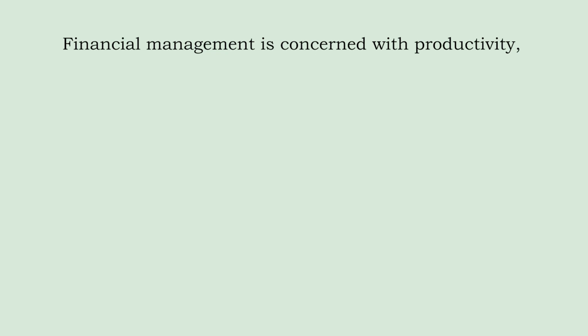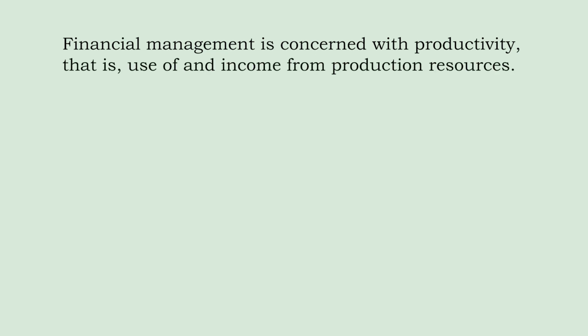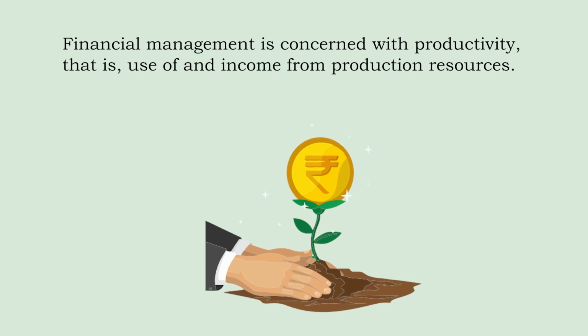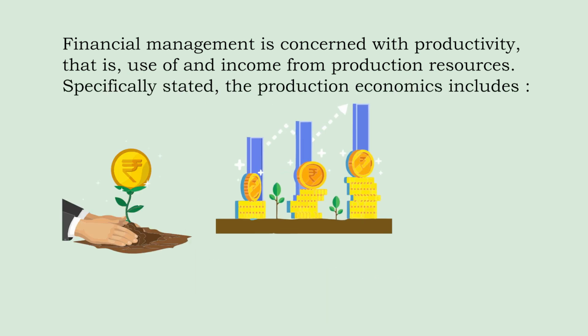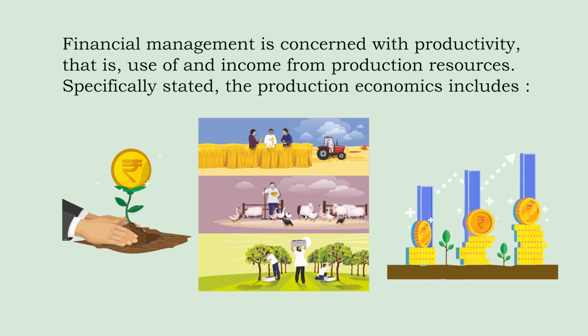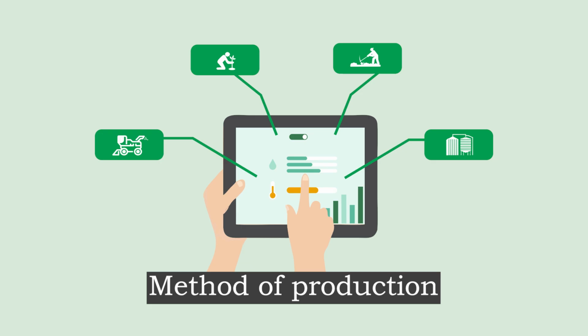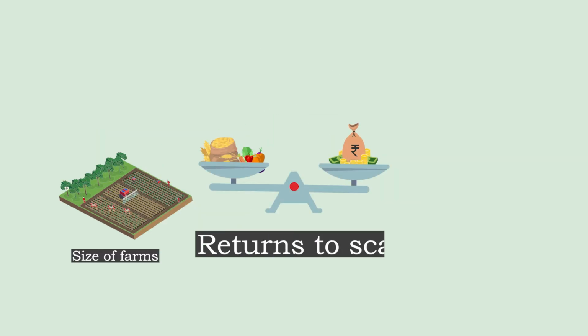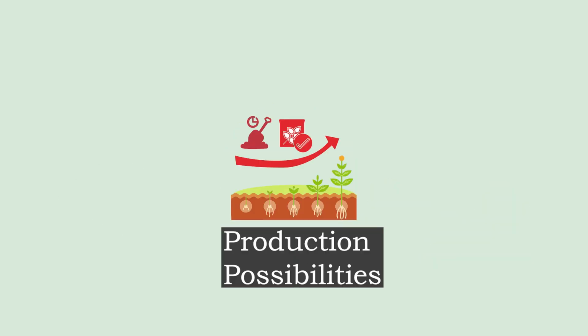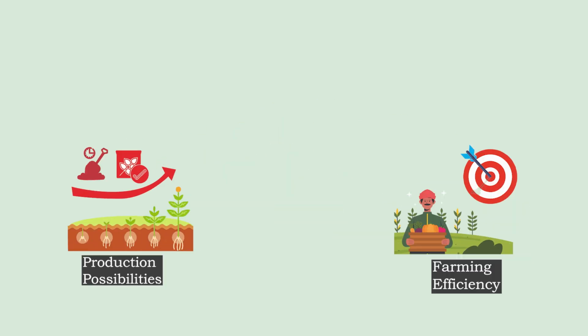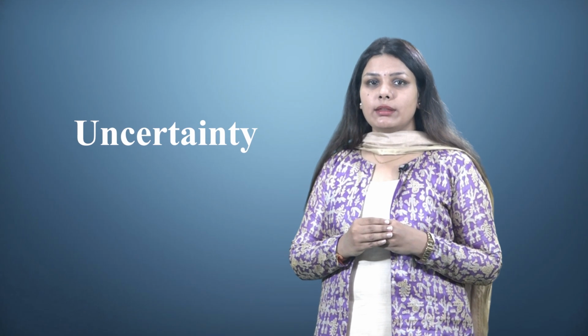So viewers, now let us begin by understanding the most important concept of farm management, that is the financial management. Financial management is concerned with productivity, that is use of and income from production resources. Specifically stated, the production economics includes combination of farm enterprises, methods of production, size of farms, returns to scale, leasing, production possibilities, farming efficiency, use of credit and capital risk, and uncertainty which affects decision making.